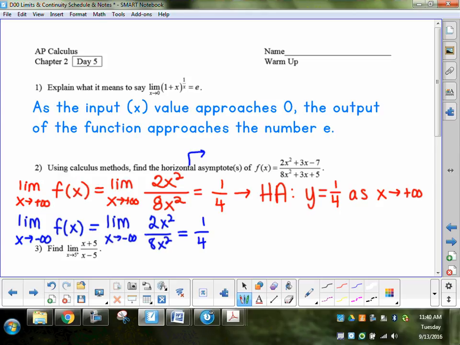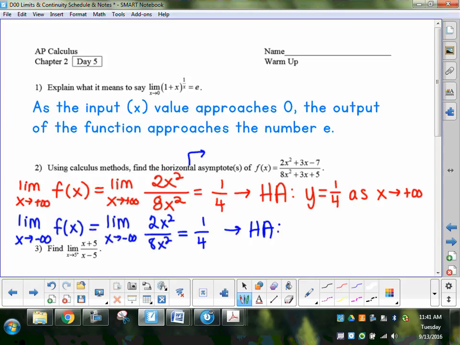Because the x is squared. Now, if it was cubed, what happens when you take a negative and cube it? It's a negative. So do they always match? No. You have to analyze and think of every possible outcome. So we're going to have another horizontal asymptote.